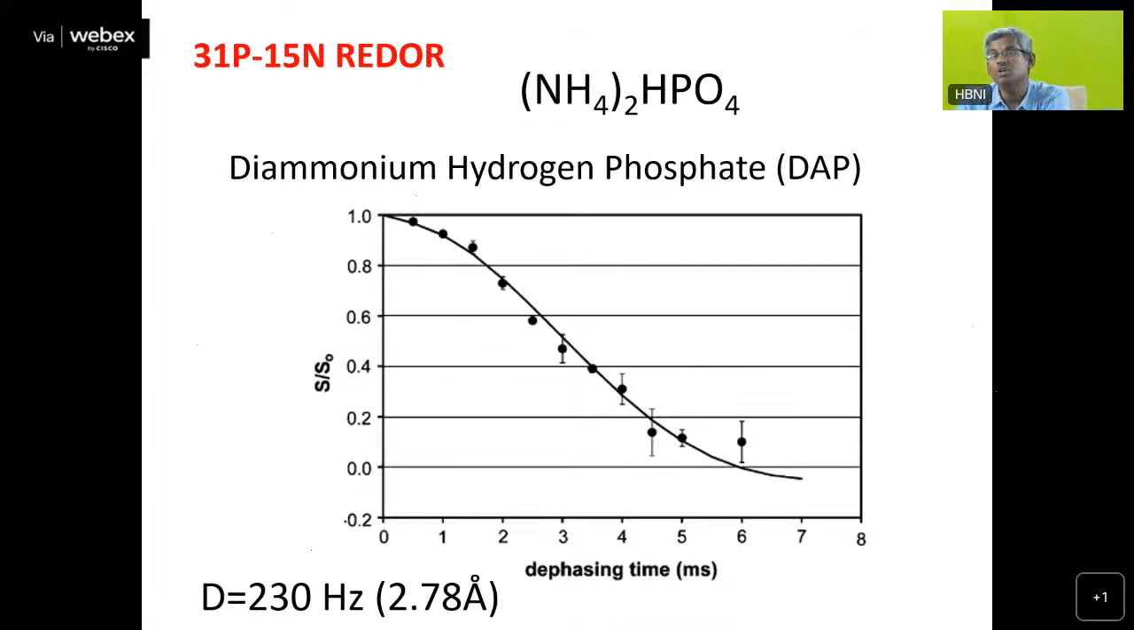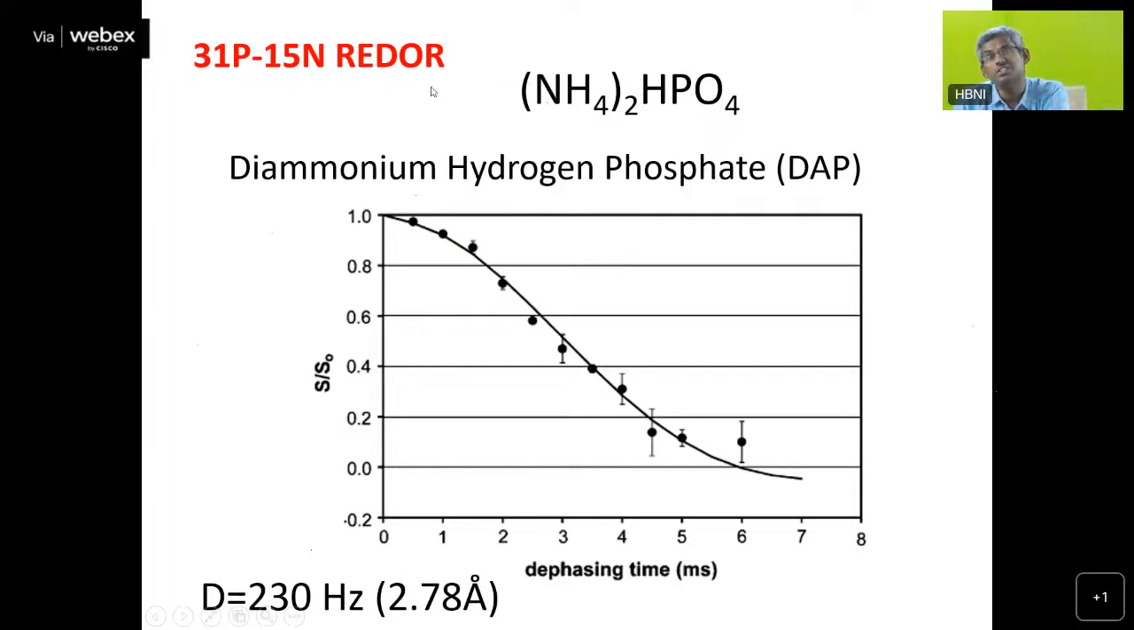So this is the typical REDOR curve you get. We have recorded the REDOR experiment for phosphorus 31 and nitrogen 15, the coupling between phosphorus 31 and nitrogen 15 in this compound. This is a very common compound called diammonium hydrogen phosphate, called DAP. This DAP has nitrogen, correct? And DAP also has protons, and phosphorus. So we have taken the average distance of nitrogen and phosphorus.